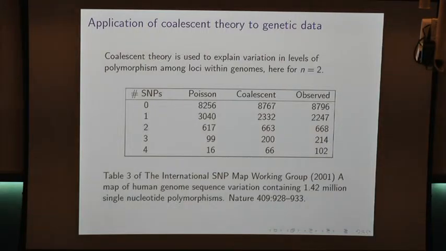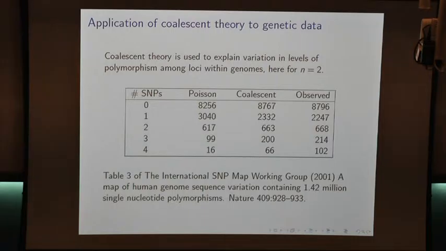And 8,796 of them had no difference, right? And 2,247 had one difference, and so on, up to four differences in about 500 base pairs. This is a table from this paper of the International SNP Map Working Group from 2001.